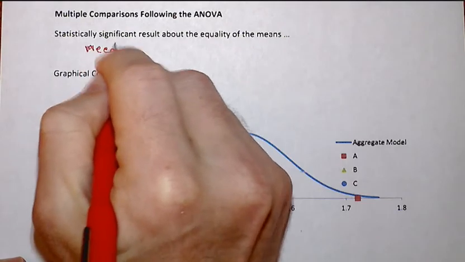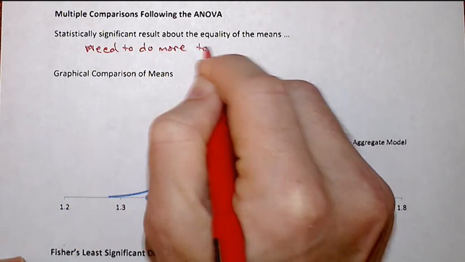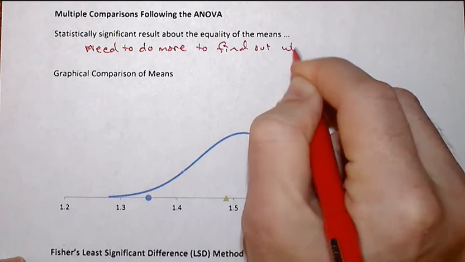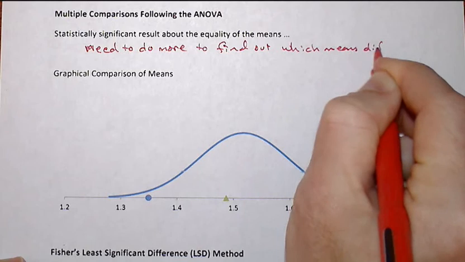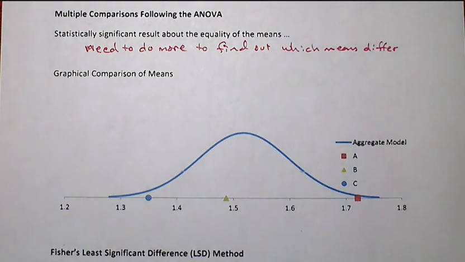need to do more to find out which means differ. And there's a lot of different ways out there to do this. We're going to just talk about two, one of which is a fuzzy-wuzzy way to do this, and another is a numerical way to take a look at it. But there are a lot of different approaches that have been put out into practice.